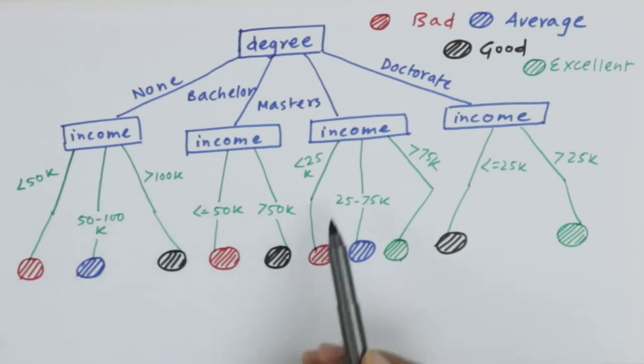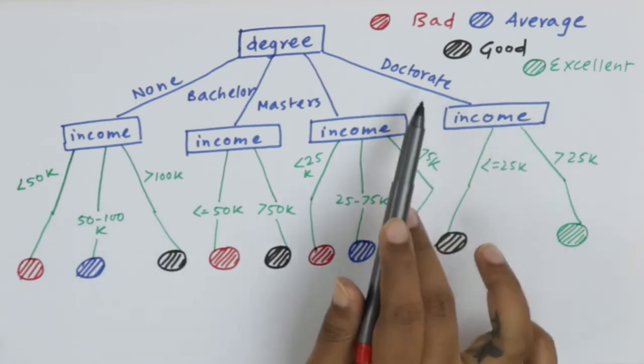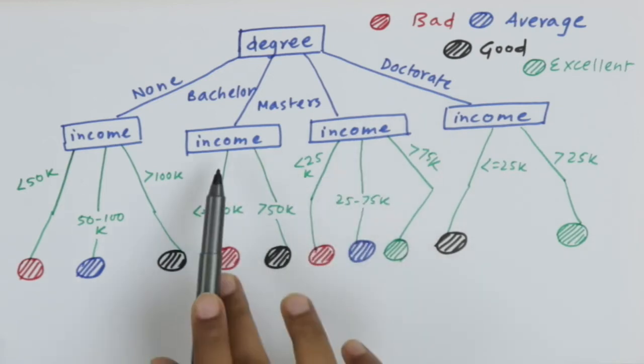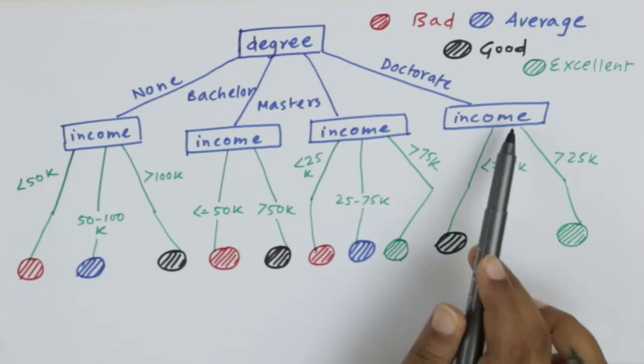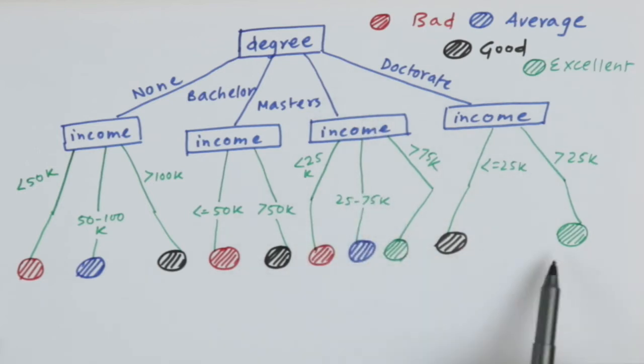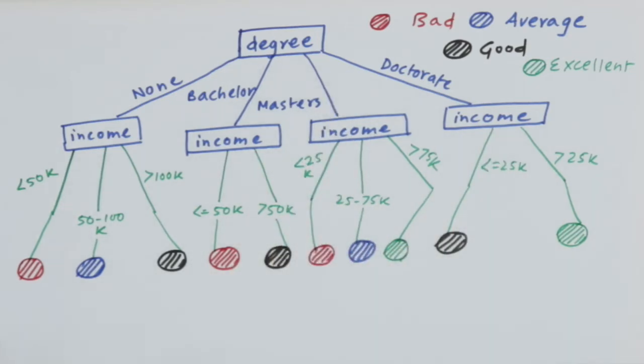Says for the same 25 to 75k, we have this income of doctorate also and the masters also, but the masters belongs to the category of 3, that is bad, good and excellent, but for the doctorate we have only good and excellent. So in this way, differently on the income and also based on the degree, we are having the conditions concluded for each of these leaf items.